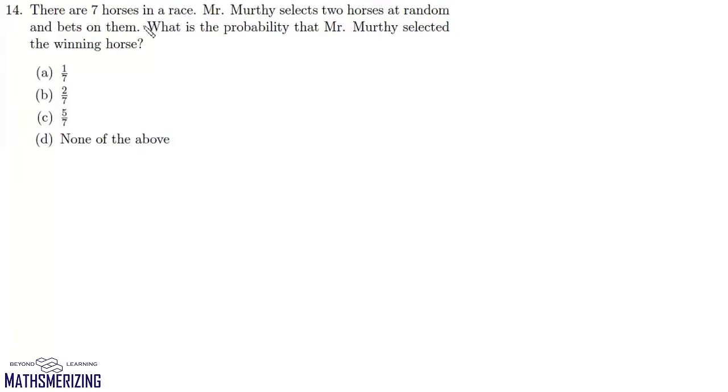Now question number 14 is, there are 7 horses in a race. Mr. Murthy selects 2 horses at random and bets on them. What is the probability that Mr. Murthy selected the winning horse? Now the total number of ways in which Murthy can select 2 horses is 7C2. Now we need to find the probability that he has selected the winning horse. That means one of the horses must be the winning horse, and then he can choose the other horse in 6C1 ways. So it will be simply 6, and then here will be 7 into 6 into 2, which is 2 by 7. So this required probability is 2 by 7, and that's your option B.